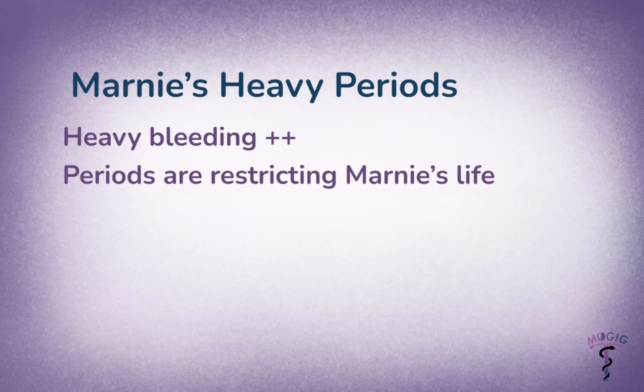We also find out pretty quickly that the periods are having a pretty significant impact on Marnie's life. She's been calling in sick to work because she's worried that she's going to bleed through her pad and tampon during her commute. And towards the end of her period, she manages to get to work, but she can hardly get anything done in the office because she's constantly anxious about leaking.